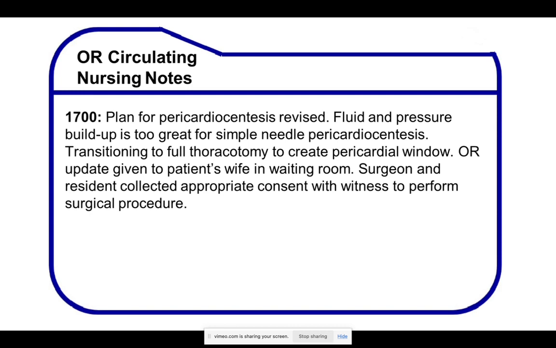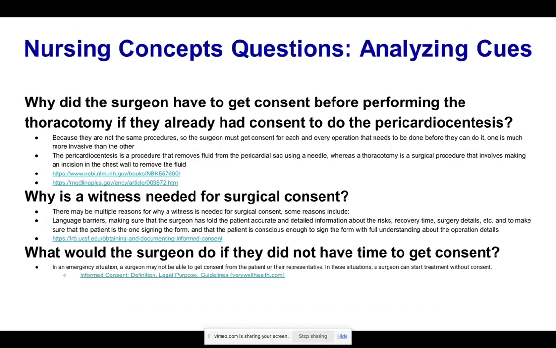perform surgical procedure. Why did the surgeon have to get consent before performing the thoracotomy if they already had consent to the pericardiocentesis? Because they are not the same procedures, so the surgeon must get consent for each and every operation that needs to be done before they can do it. One is much more invasive than the other. The pericardiocentesis is a procedure that removes fluid from the pericardial sac using a needle, whereas a thoracotomy is a surgery procedure that involves making an incision in the chest wall to remove the fluid.